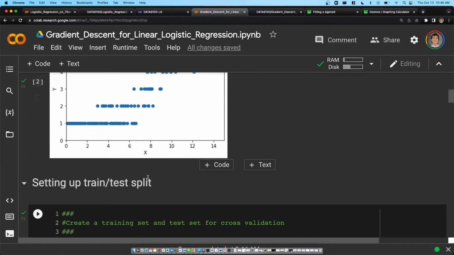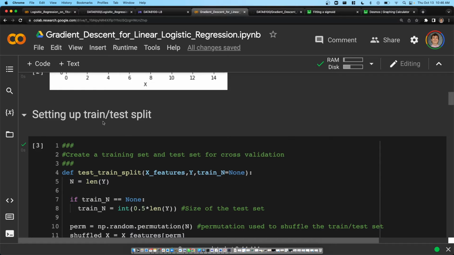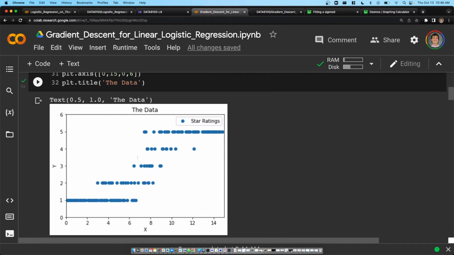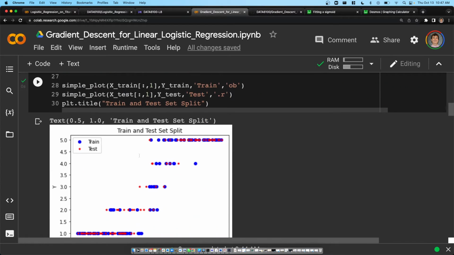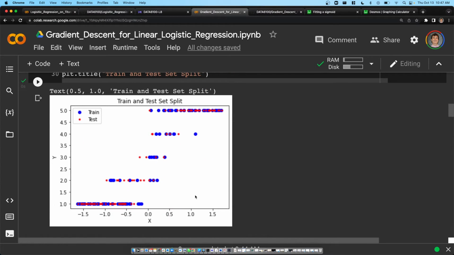Okay, before we do that, I'm going to do the thing that you always have to do, which is set up a train test split, right? So this is the data. I'm going to divide the data into two parts. I'm going to divide it into a training set and a test set. So the blue is the training set and the red is the test set. And we're going to fit on the training set, and then we're going to see how we're doing on the test set, right? It's not fair to do it otherwise.